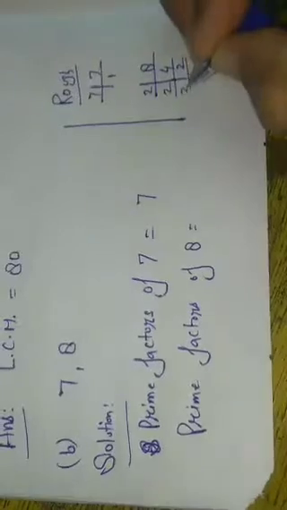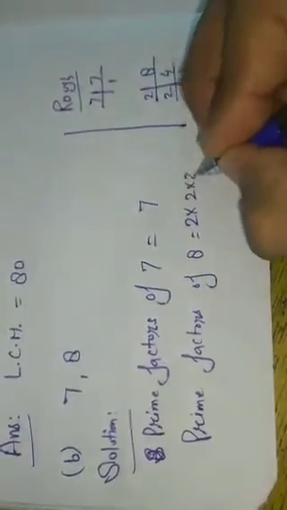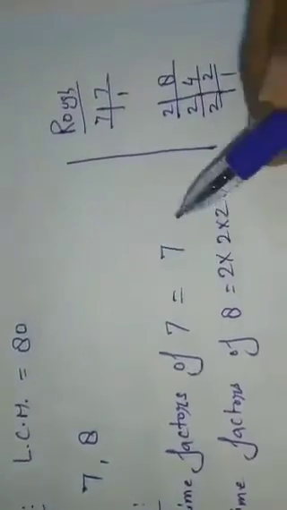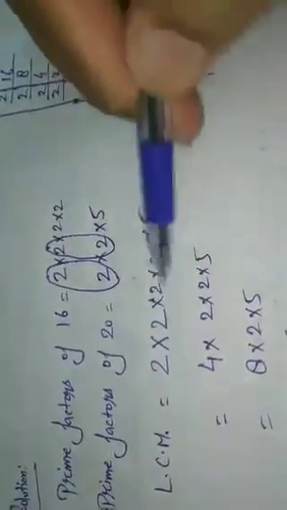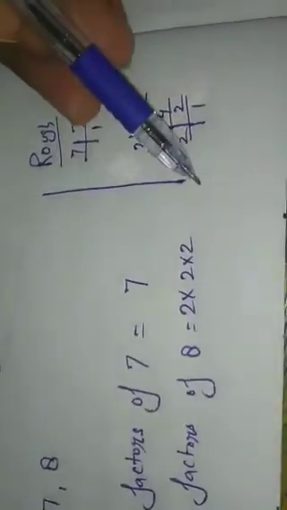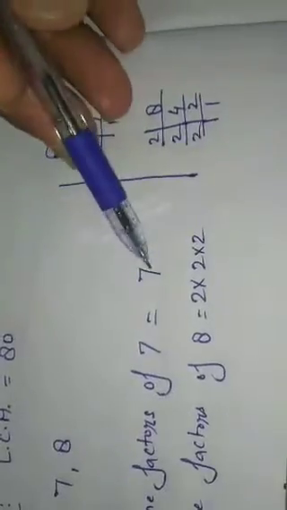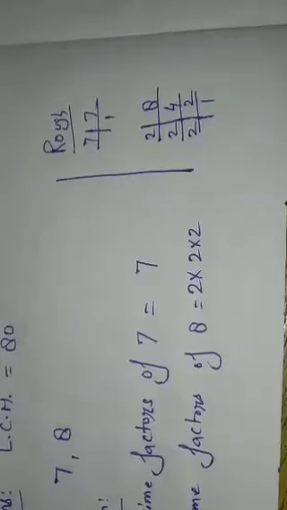8: 2 4s are 8, then 2 2s are 4, then 2 1s are 2. So factors of 8 is equal to 2 into 2 into 2. Here you can see there is no common number. In the previous A part there were common numbers, and we took the common numbers only once. Here in the B part of question number 3, there is no common number, so we will write it as it is, bringing all the factors down together. So from the next page, this is page number 2 of today's class.